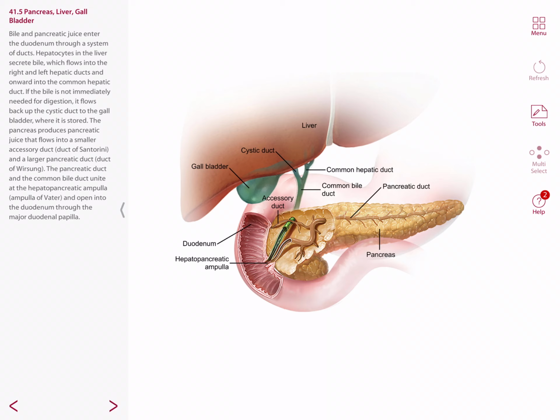Now, if we look at the common bile duct, if we follow that up, we're going to go up to the liver. We have a right and left hepatic duct. You can just barely see those sneaking out underneath the front edge of that liver there. So right and left hepatic duct.